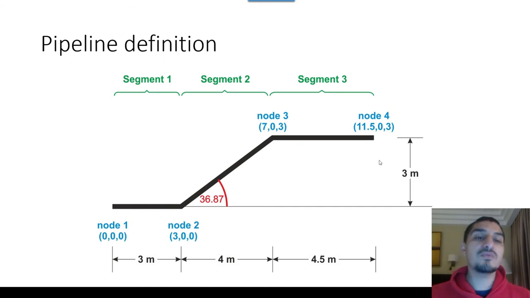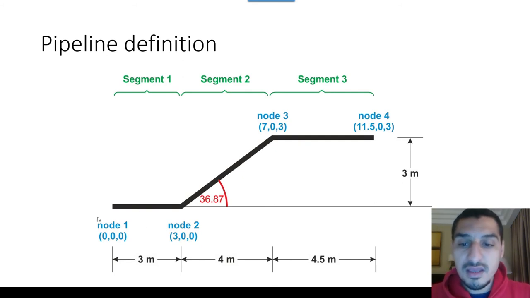And this is how we can define the coordinates, and the coordinates will include all the information about the change in the elevation or the length and the angles and everything. So once you define the coordinates, you don't need to define anything else.